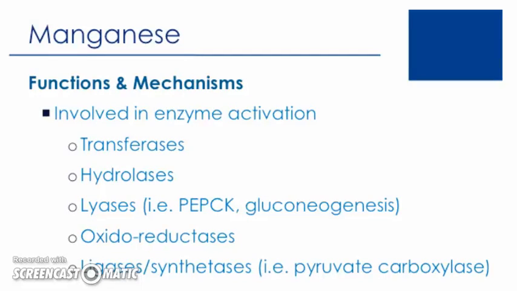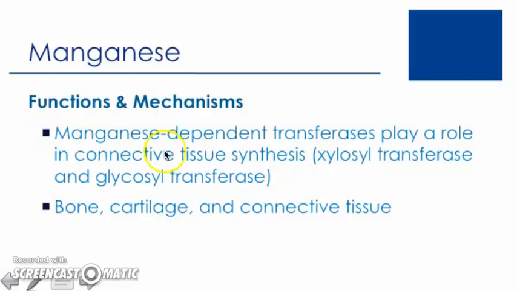Also, we can see that manganese is involved in the activation of a number of enzymes. We see transferases, hydrolases, lyases, oxidoreductases, and ligases and synthetases that will be activated by manganese. More specifically, manganese-dependent transferases play a role in the synthesis of connective tissue. The reactions catalyzed by these enzymes are involved in forming components that will eventually lead to the formation of what are called proteoglycans. Proteoglycans are important structural components of connective tissues such as cartilage and bone, so this is involved in synthesizing components that make up the structure of bone and cartilage.